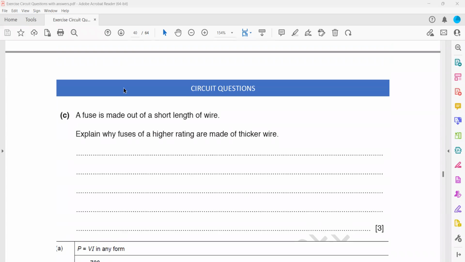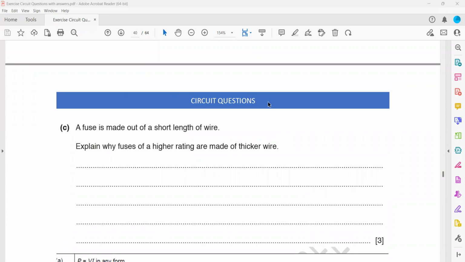Then in part C, a fuse is made out of a short length of wire. Explain why fuses of a high rating are made of thicker wires. A fuse of high rating means a fuse which allows a greater amount of current, because a fuse is made out of a short length of wire. Usually a fuse is not a very long wire, it's a short wire. But if we want a high current to pass, like 13 ampere or 30 ampere, the wire should be thick.